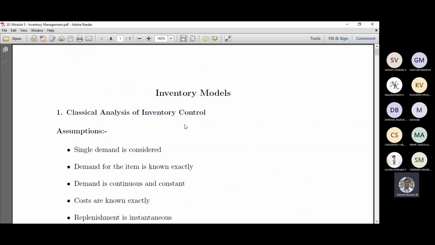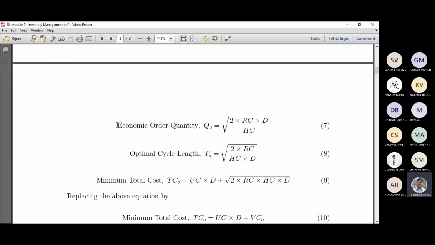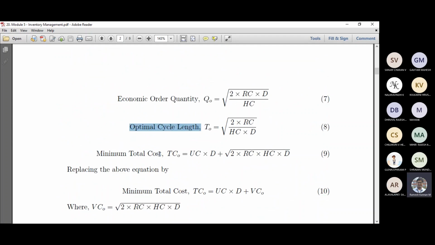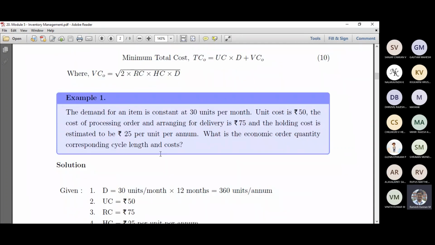This is a typical, classical analysis of inventory, right? So we talked about the economic order quantity, and we talked about the optimal cycle length and total cost. And in this lecture, we'll be looking into an additional concept called lead time, right? So in the previous example, I'll quickly run through.